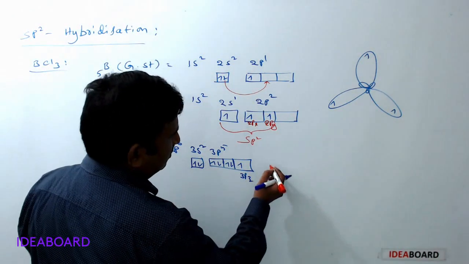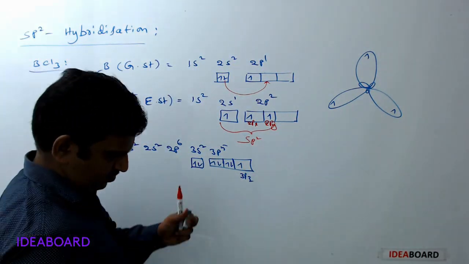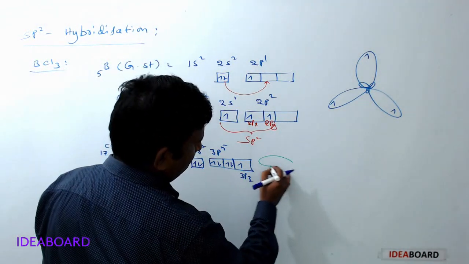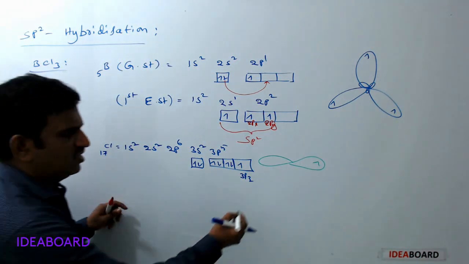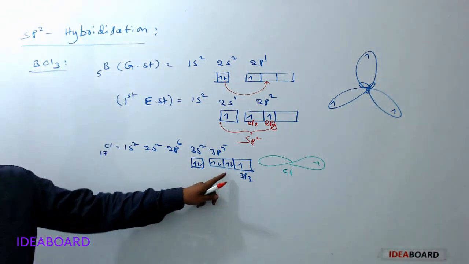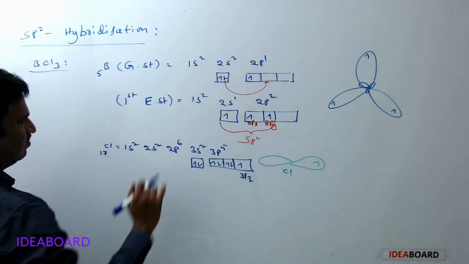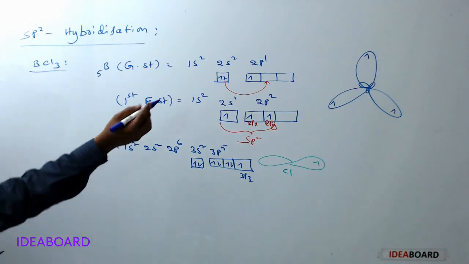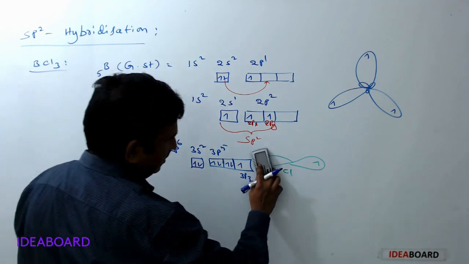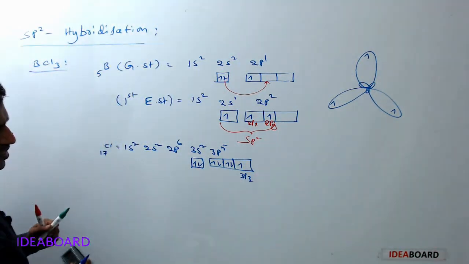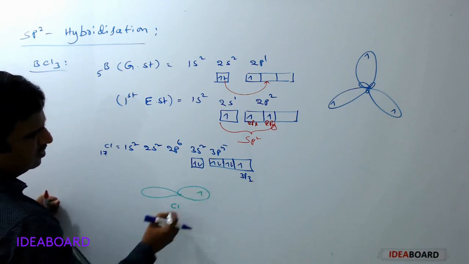So now I am writing the 3pz orbital of chlorine. This is a 3pz orbital. One electron is present in the chlorine 3pz orbital. 3py and 3px are having two electrons. They are not participating, and only the 3pz orbital is overlapping. So now the boron and chlorine atoms undergo overlapping. Here I am writing the 3pz orbital. In chlorine, one electron is present.